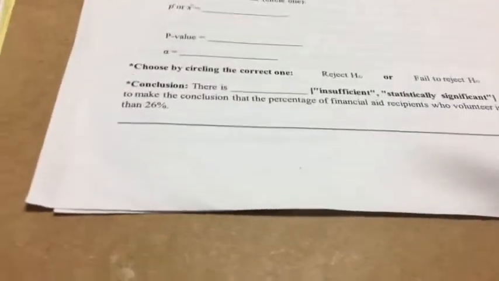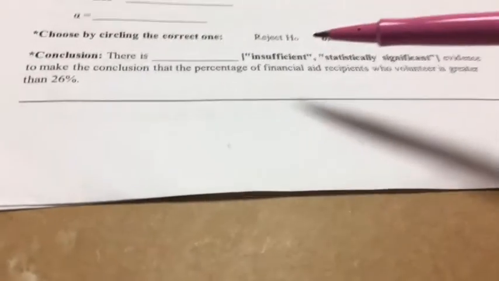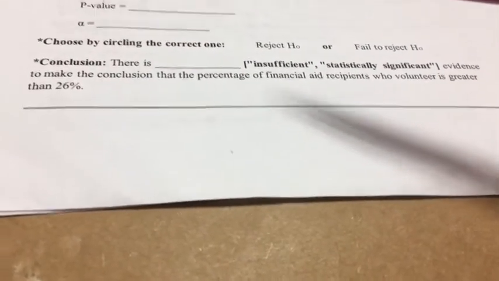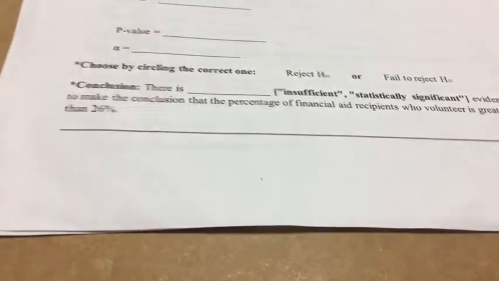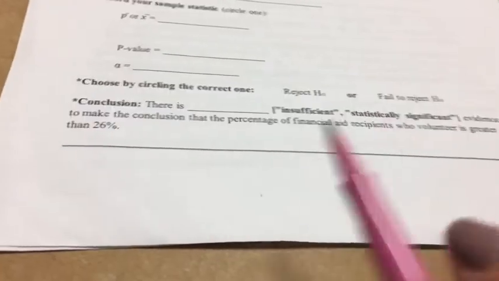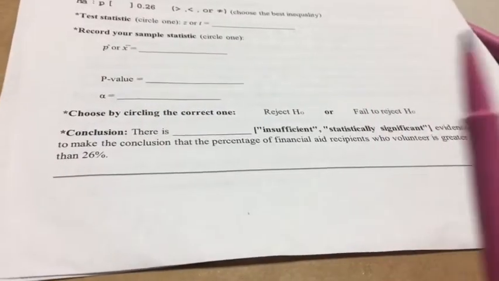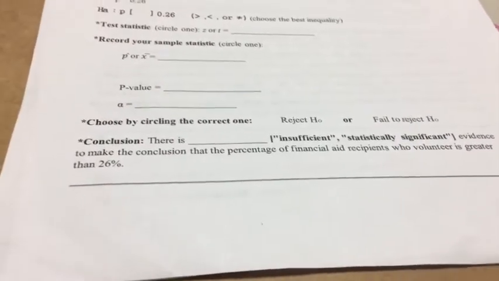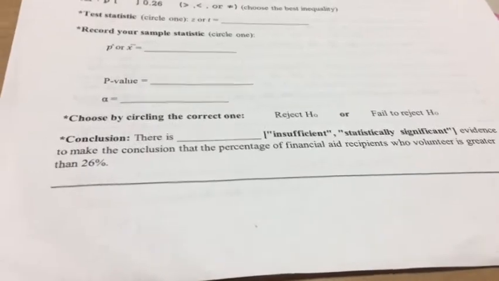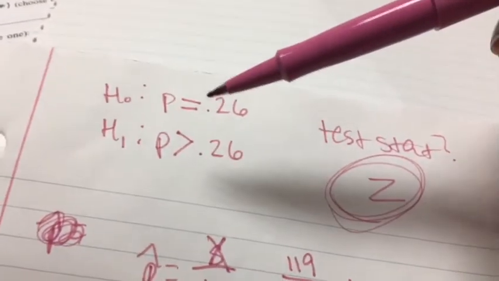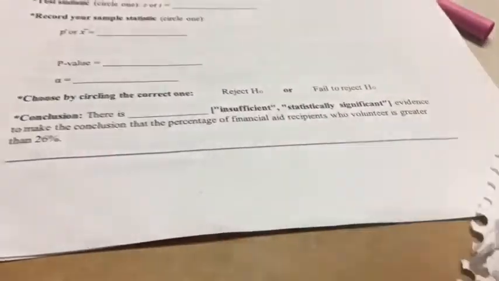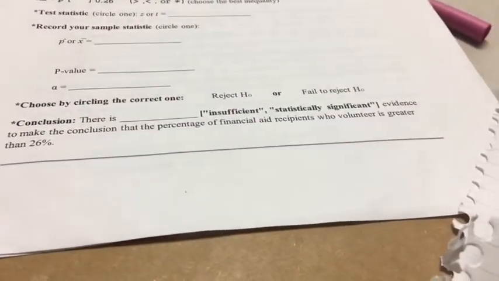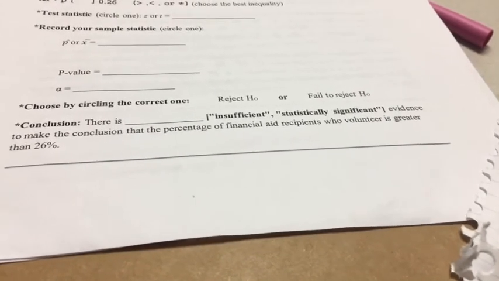And so there is insufficient evidence that the percentage of financial aid recipients who volunteer more is greater than 0.26, because I concluded that there is sufficient evidence that it is equal to. So since there's sufficient evidence that it's equal to because I failed to reject, there is insufficient evidence to prove that it is greater than because there's already evidence that it is exactly equal to.